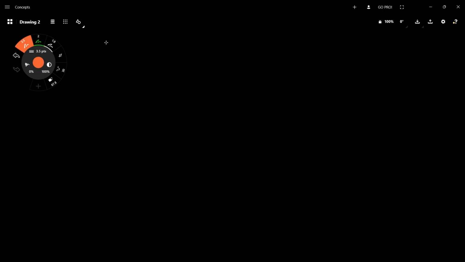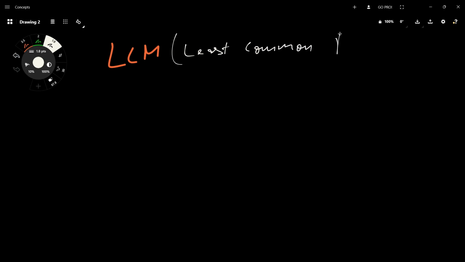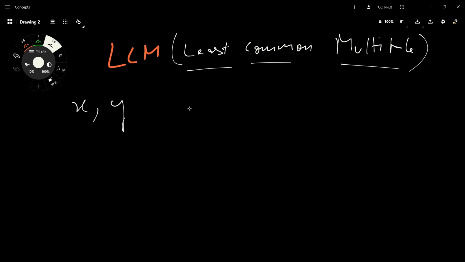Alright, so the topic for today's discussion is LCM. LCM simply means least common multiple. As the term suggests, there are two numbers, a number x and a number y. These two will have a multiple which will be common.